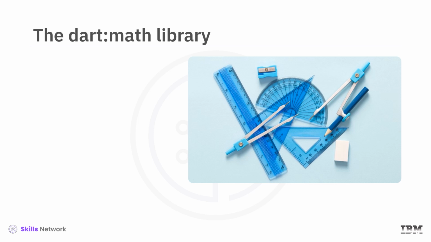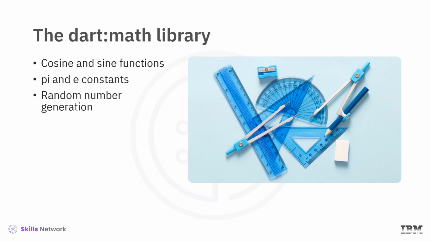Next, let's understand the usage of mathematical functions to solve simple calculations and complex algorithms. The Dart Math library provides you with functionality such as cosine and sine functions, pi and e constants, and random number generation. It also provides support for probability-based and statistical calculations.